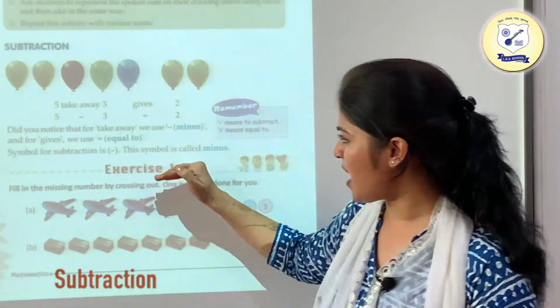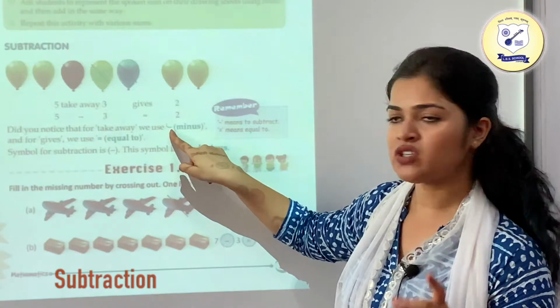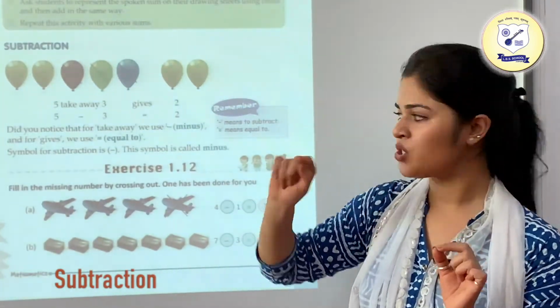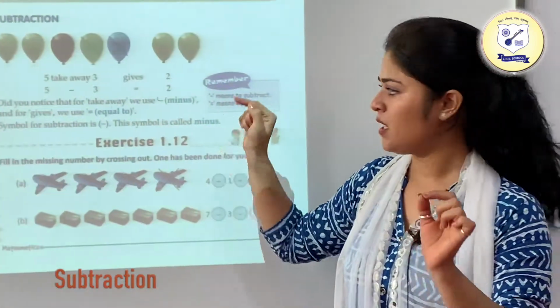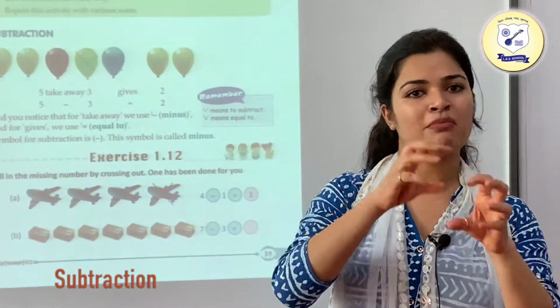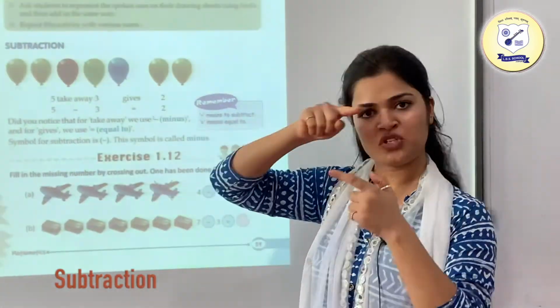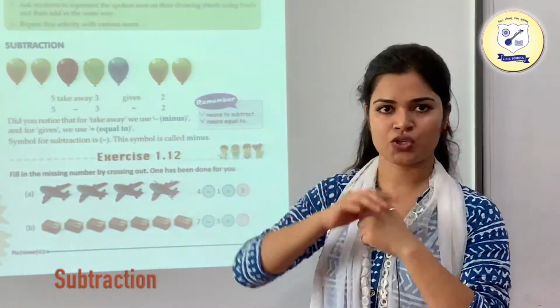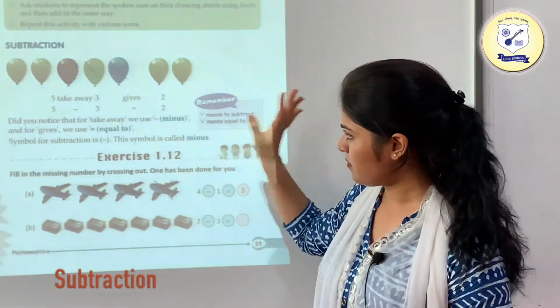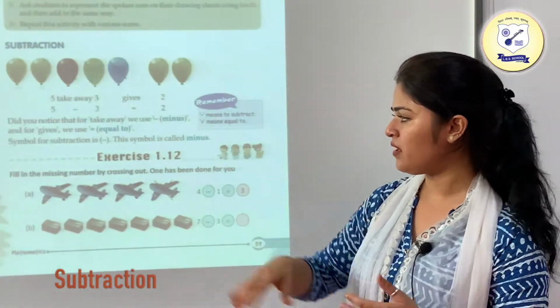So this is the sign of your subtraction, which is just going to be a dash, which is also known as your minus sign. And again we will use the sign for equal to, in which we just keep 2 dashes. Okay, so now we'll move to a few questions of it.